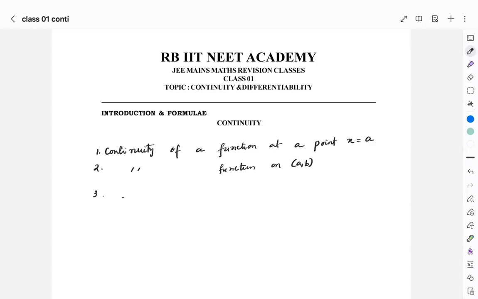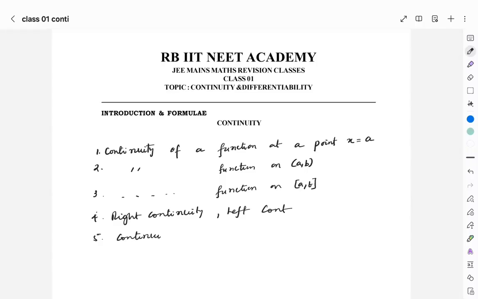Another is continuity of a function. Other terminology we have is right continuity and left continuity. Finally, continuity on the total real line.